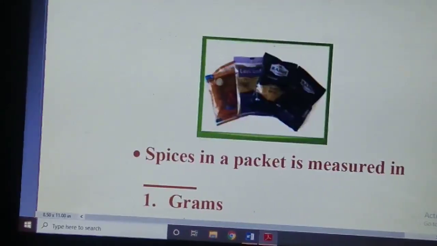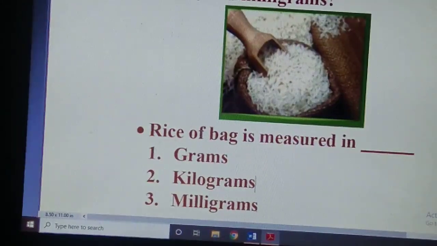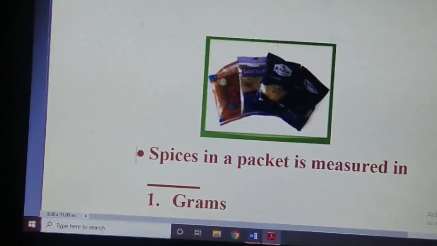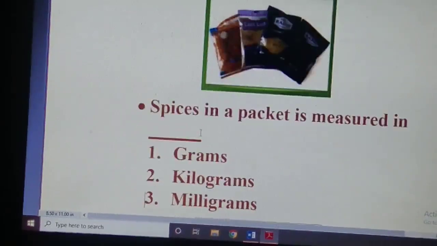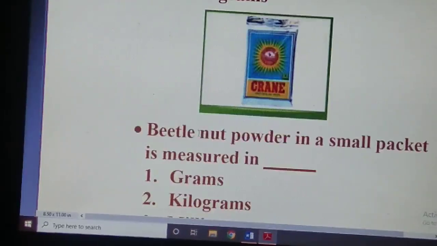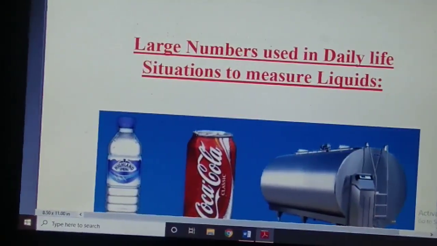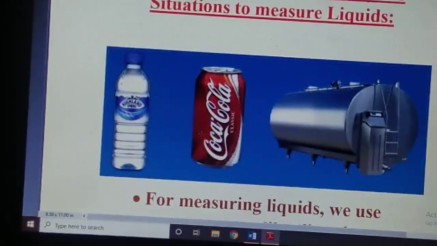Give the appropriate answer. First question, the weight of the bag is measured in. Second question, packets are measured in. Third question.